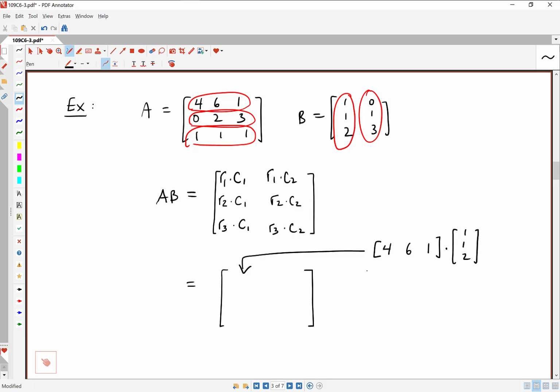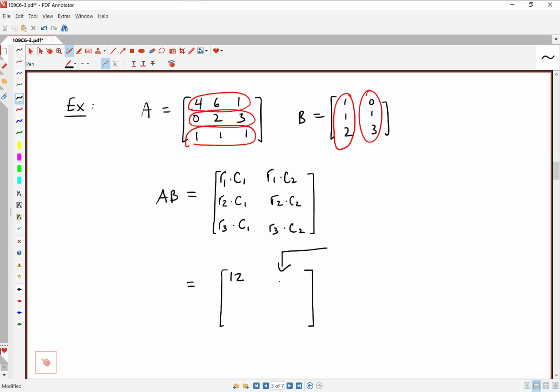Our products would be 4 times 1 plus 6 times 1 plus 1 times 2. So that would give us 12. So since we're still getting the hang of the dot product, I think I'll write a few of these out the long way so that we can see where the calculation's coming from.